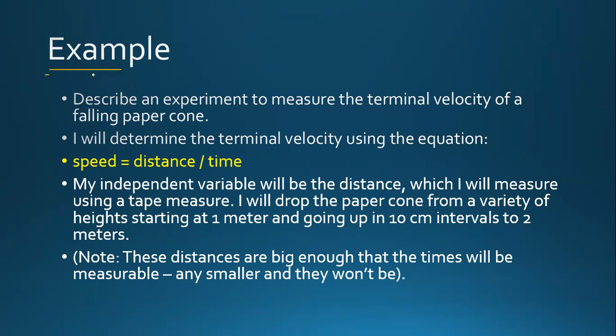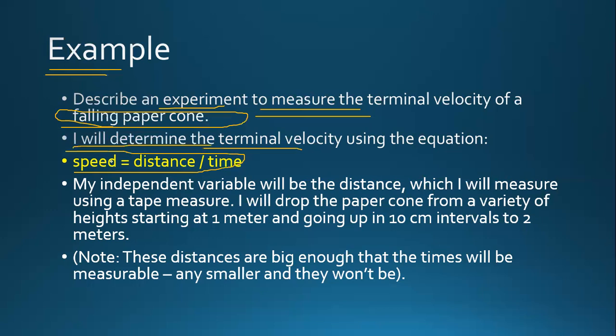So talking about an example now: describe an experiment to measure the terminal velocity of a falling paper cone. So now we have to describe measuring terminal velocity of a falling paper cone. So what am I going to do? I will determine the terminal velocity using the equation speed is equal to distance over time. But for calculating the speed of a falling paper cone, I need to calculate the distance first and I need time first. When I get both the values of distance and time, then I can calculate speed.